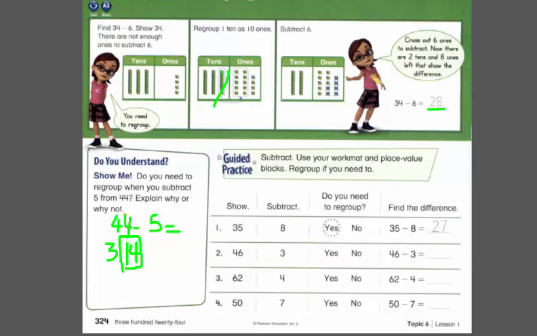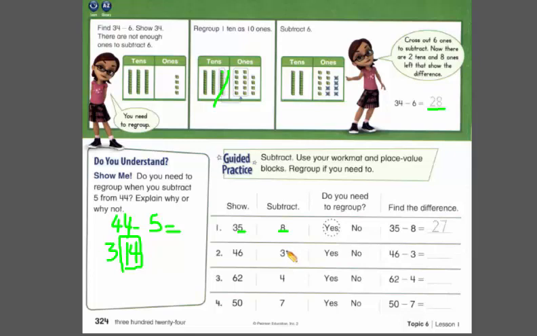Okay. Now let's see whether you will choose to regroup. Do you need to regroup? Yes or no? The first one, 35 minus 8. Look at the ones. Here I have 5 in the ones, and here I have 8 in the ones. So do we need regrouping? Yes. Why do you need to regroup? We need to regroup because we don't have enough ones to subtract.